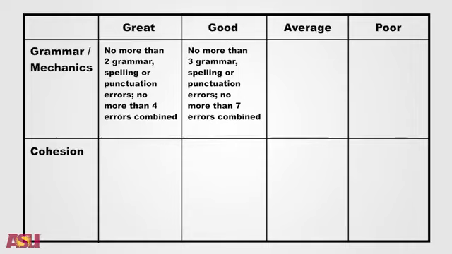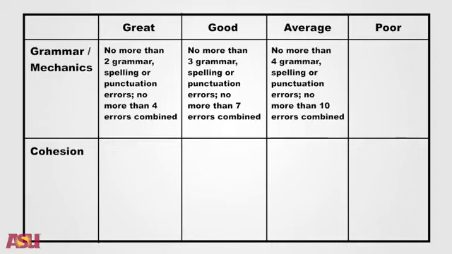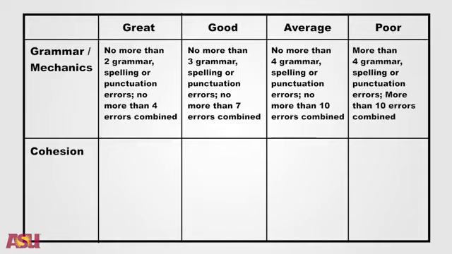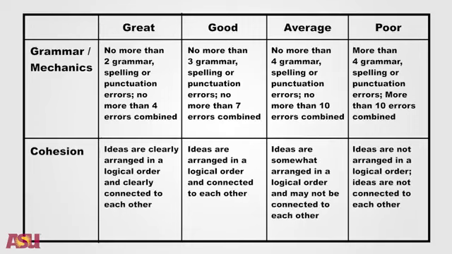Average mechanics in this way: no more than 4 grammar, spelling, or punctuation errors. No more than 10 errors combined. And poor mechanics like this: more than 4 grammar, spelling, or punctuation errors. More than 10 errors combined. I would create similar levels for cohesion and any other grading categories that I want to assess in their writing. Having clear descriptions of the characteristics of a particular category at a particular level makes it easier for me to evaluate students' abilities.